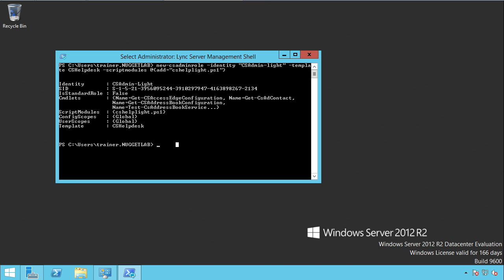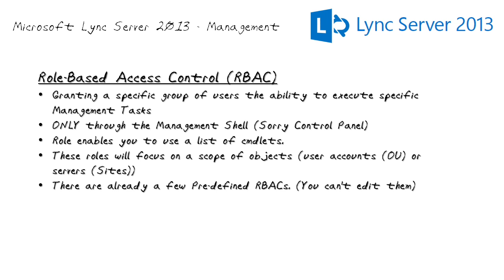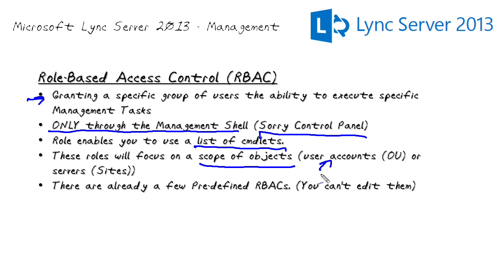Let me come back here to my slides. One of the primary reasons why you would use this instead of the control panel is right here on the second bullet. Only through the management shell can you do RBAC, role-based access control. Yeah, sorry, control panel, can't be done. What this allows you to do is grant specific groups of users the ability to do certain management tasks. Now, here's the thing. The role will then give you a certain list of cmdlets you're allowed to activate in, of course, either the control panel or in the management shell. And these are going to be on a scope of objects, usually on user accounts that are in an OU, or maybe based upon servers that are placed in sites.